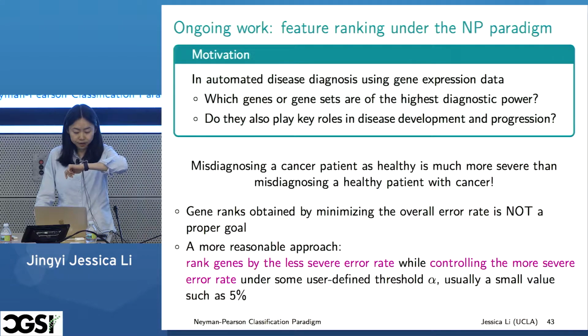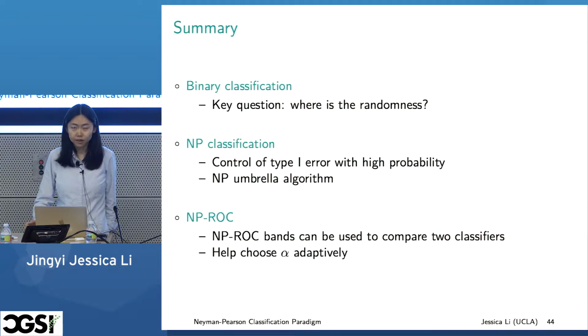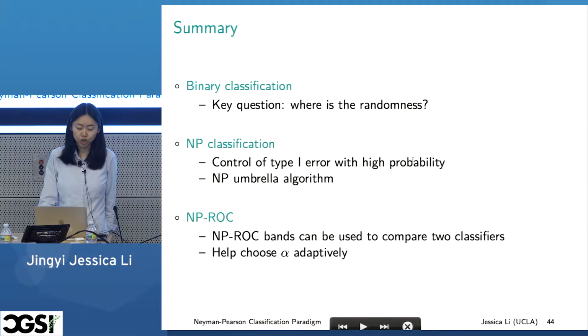For this part, I will just quickly summarize. I introduced binary classification, and the key question I want to address is where's the randomness? I emphasize that the training data is random, and we have to distinguish the empirical type errors from population type errors. For Neyman-Pearson classification, the goal is to control type 1 error with high probability, and we have an umbrella algorithm that works with most machine learning methods to achieve this goal.